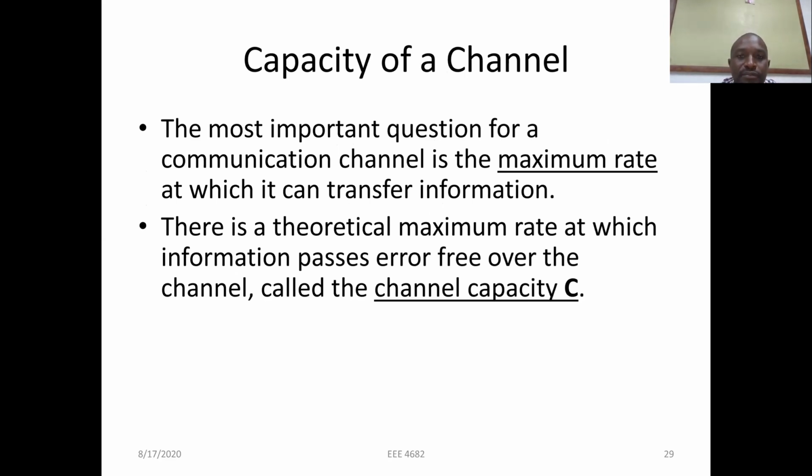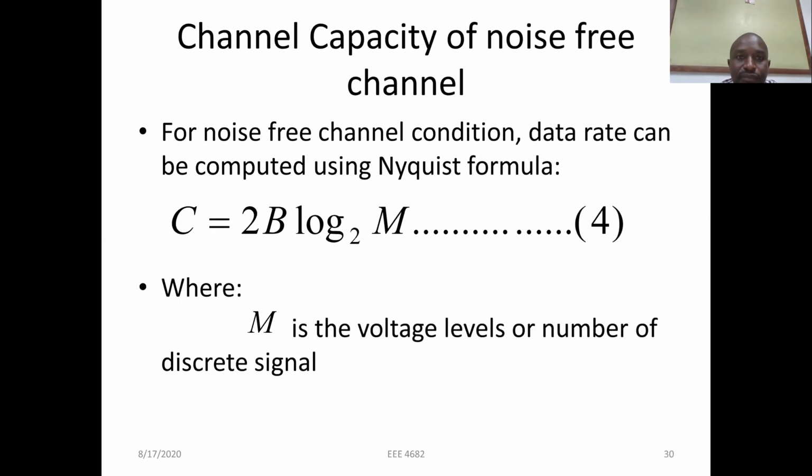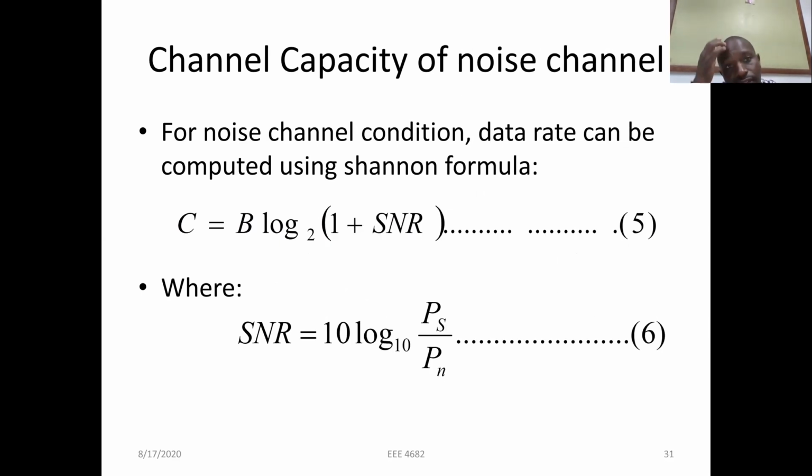Usually the most important question for a communication channel is the maximum rate at which it can transfer information. The theoretical maximum rate at which information passes error-free over a channel is called the channel capacity, C. The channel capacity of a noise-free channel is C equals 2B log2 M, where B is bandwidth and M is the number of voltage levels, or discrete signals.